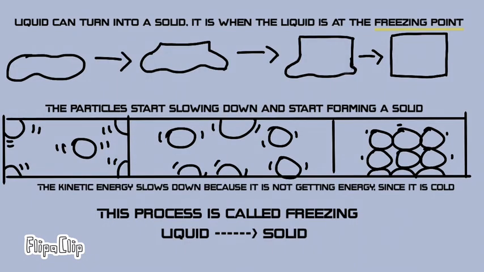A liquid can turn into a solid when the liquid is at the freezing point. The particles start slowing down and start forming into a solid. The kinetic energy slows down because it's not getting energy since it's cold. This process is called freezing, a liquid to a solid.